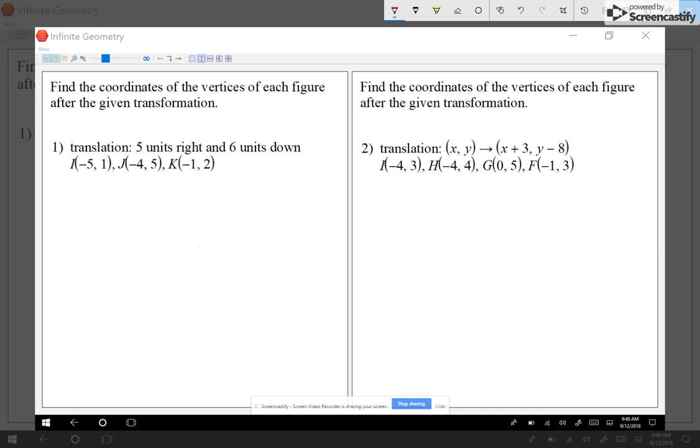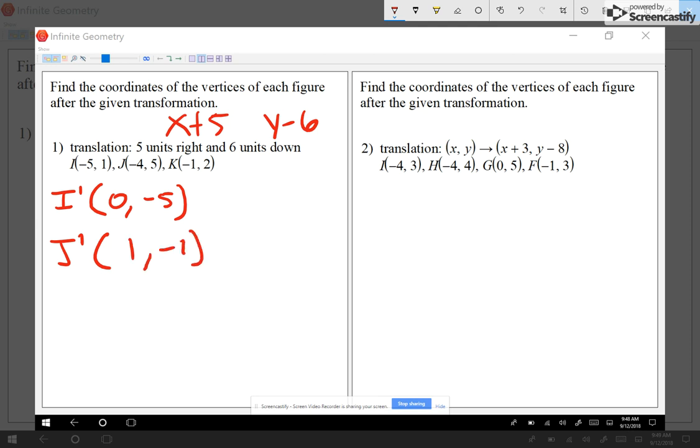So question number one, 5 units to the right, that means I'm gonna go x plus 5. By my x value, I'm gonna add 5 because that's 5 to the right. When I look at the y value, it says 6 units down, I'm gonna go y minus 6 because I'm going down, right? If I was going up, I would go plus 6. So add 5 to x, subtract 6 from y. So if I ask you guys for the coordinates of I prime, we should get 0, -5. So again, add 5 to x, subtract 6 from y. If I ask you guys for the coordinates of J prime, I should get 1, -1.